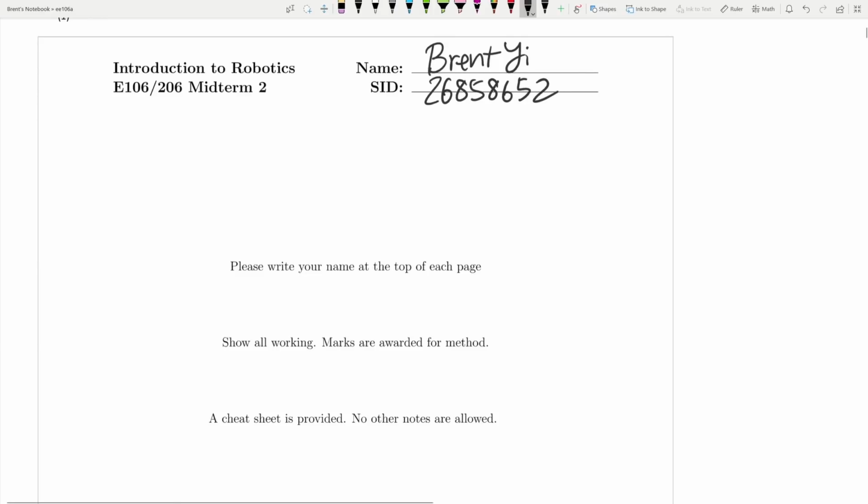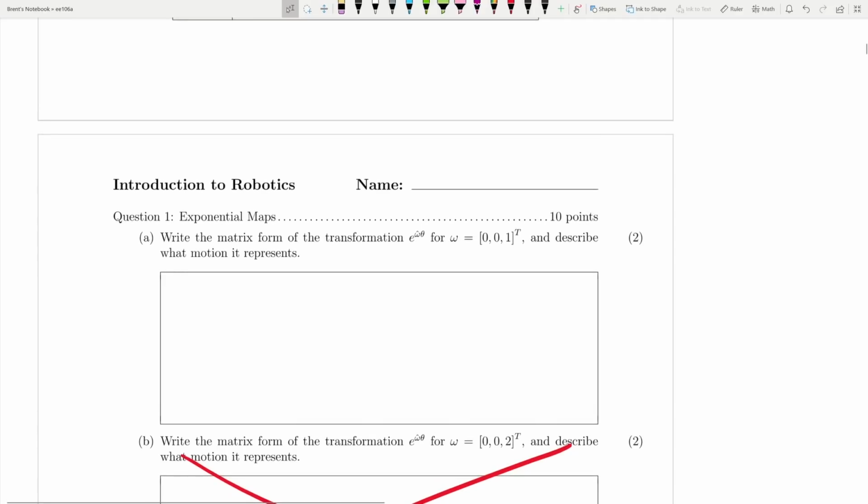Okay, so let's look at question 1. Question 1, part A, asks us to write the matrix form of this transformation e to the omega hat theta for omega is equal to 0, 0, 1 transpose. It also wants us to describe in words the motion it represents.